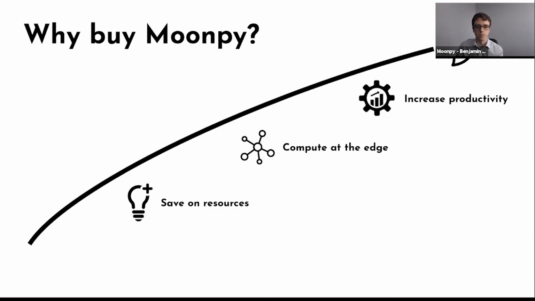It saves on resources, which cuts costs on both hardware and electricity. Also, Python is now a viable option for edge computing, including Internet of Things devices and web apps. Finally, it increases productivity because developers don't have to spend time optimizing or rewriting code to get the performance they need. Let me demonstrate how much faster Moonpy is.